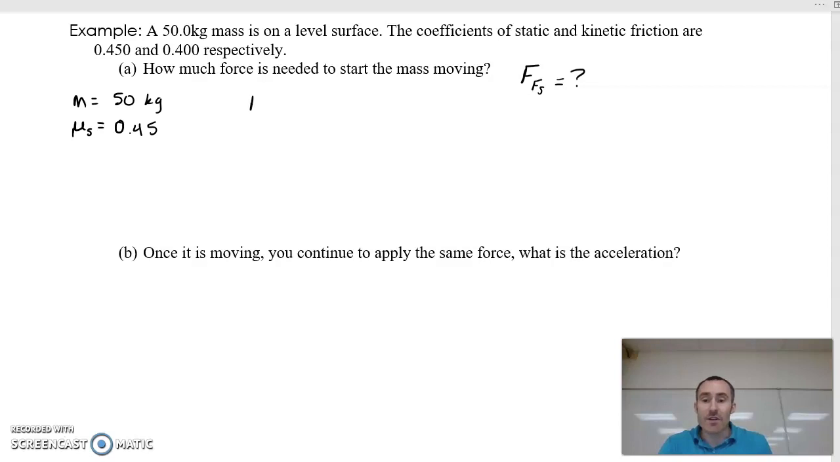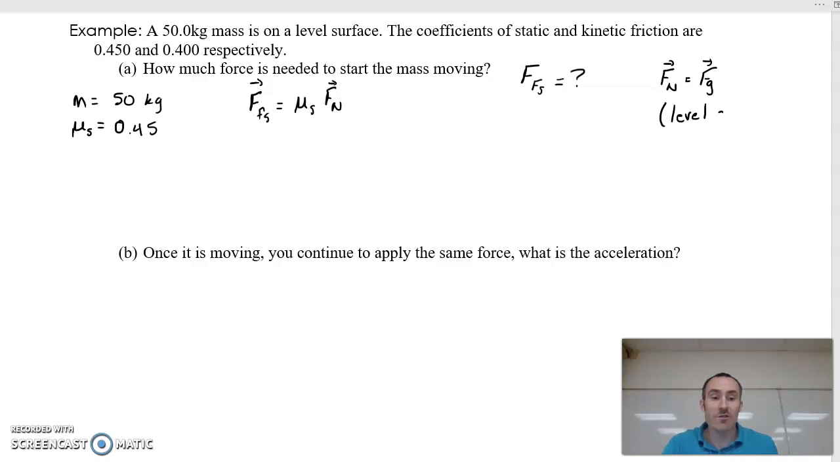So the force of static friction is the coefficient of static friction times the normal force. Right? The force of friction is the coefficient of friction times the normal force. And in this case, since we're talking about static friction, it's the static coefficient times the normal force. Now this is a level surface. And so on every level surface, the normal force is equal to the force of gravity. That's on a level surface.